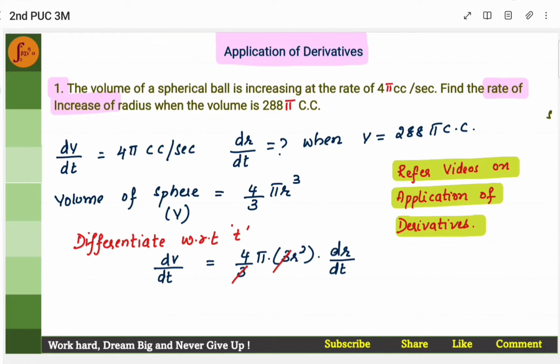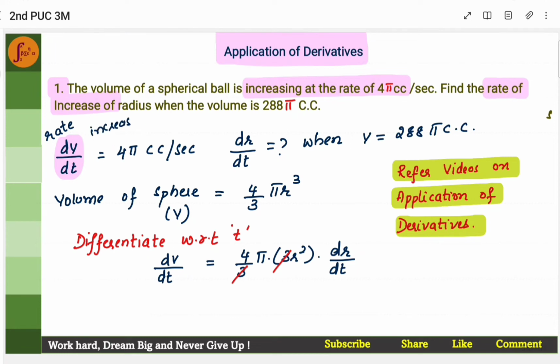I have to differentiate, right? Now, the volume of a spherical ball is increasing at the rate. That means you take volume as V. It is increasing at the rate of 4 pi cc. That means dV by dt. Rate means differentiation. Rate means differentiation.